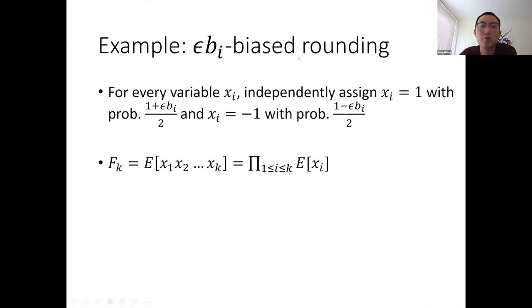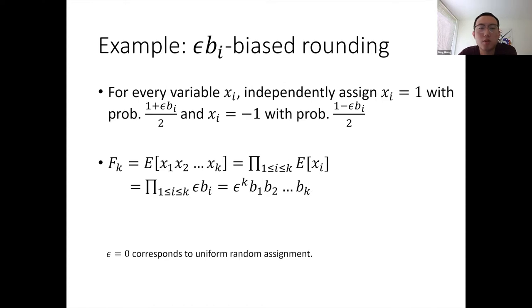We can compute the moment functions for this rounding scheme very easily. Its kth moment Fk, by definition, is equal to the expected value of x1 times x2 times dot dot dot times xk. And by the independence of our rounding scheme, this is equal to the product of the expected values of these variables, where the expected value of xi is equal to epsilon bi. So the value of the kth moment is equal to epsilon to the k times the product of these biases. And if we set epsilon to be zero, this corresponds to the uniform, unbiased random assignment. As we can see from this formula, if we set epsilon to be zero, then all the kth moments are equal to zero. So for the random assignment, all the moment functions are zero.